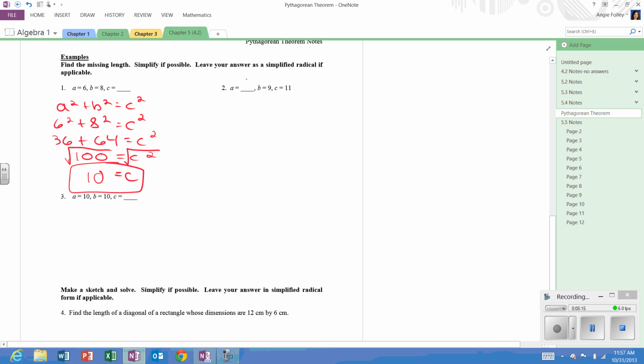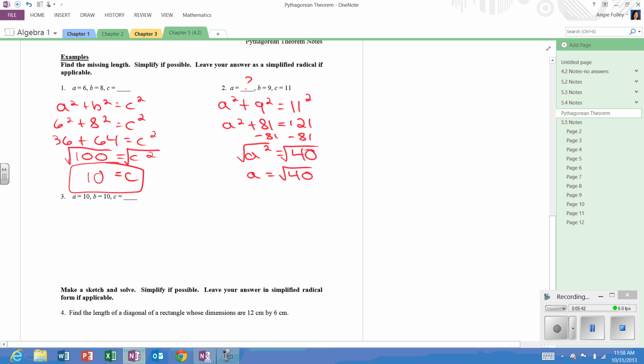Okay, for this next one, we don't know a, so we're going to have a squared plus 9 squared equals 11 squared. a squared plus 81 equals 121. We're going to subtract 81 from both sides and get a squared equals 40. Now, I just want a. You have to take the square root. So a is equal to the square root of 40.